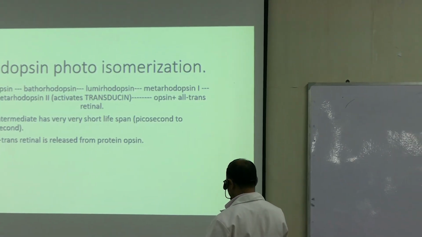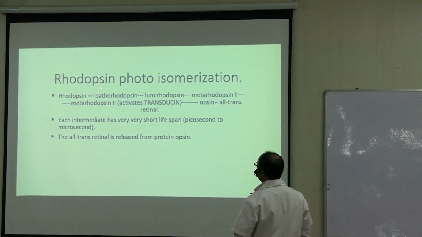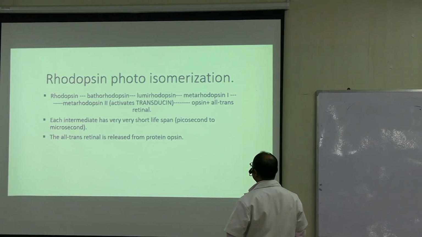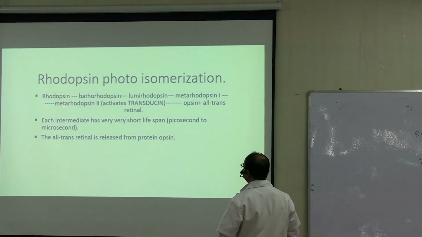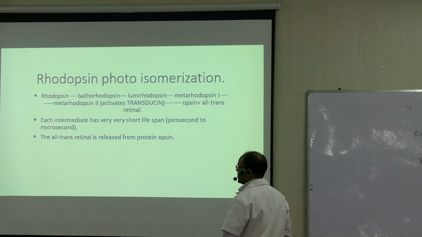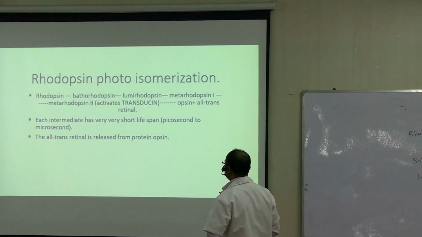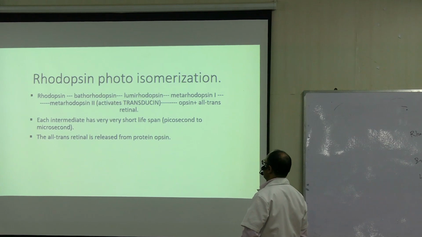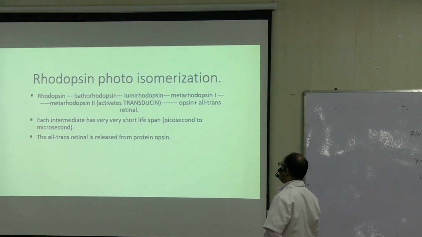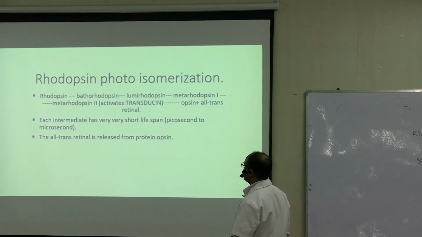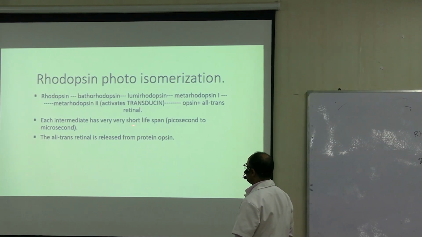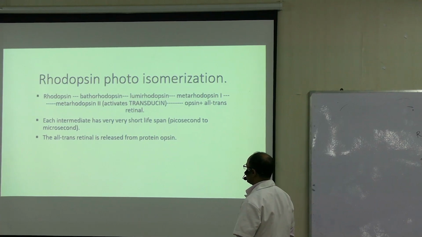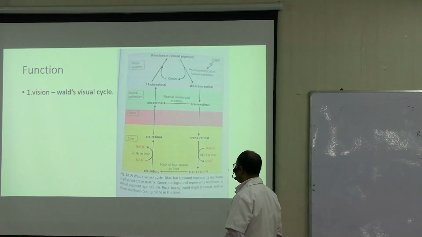Okay, these are the intermediates: rhodopsin, beta rhodopsin, luminorhodopsin, metarhodopsin 1, and metarhodopsin 2, which actually activates transducin, and then finally they generate opsin and all-trans retinol. Each intermediate has a very short lifetime, picosecond to microsecond. The all-trans retinol is released from the protein opsin.